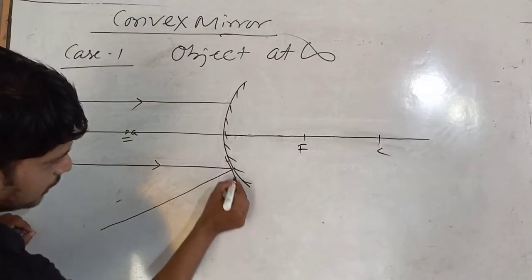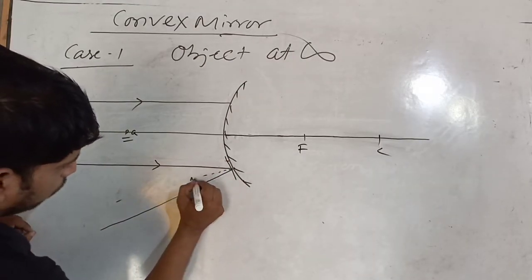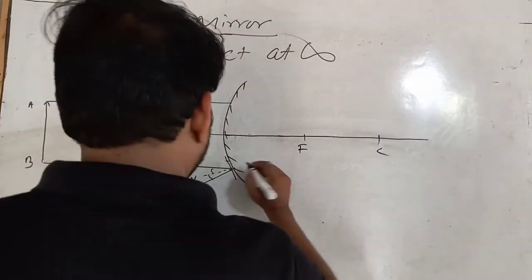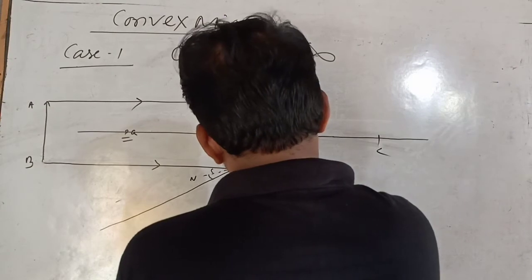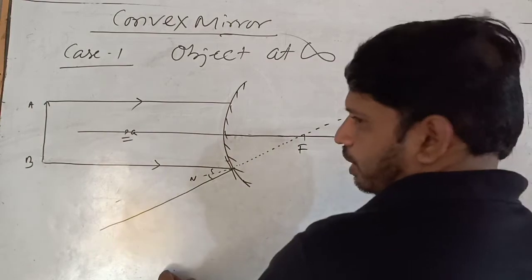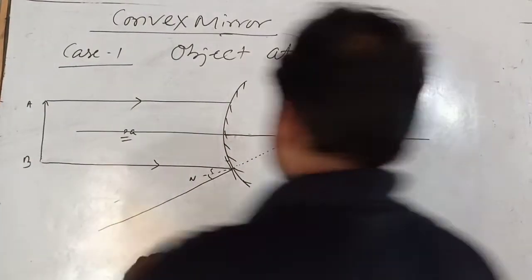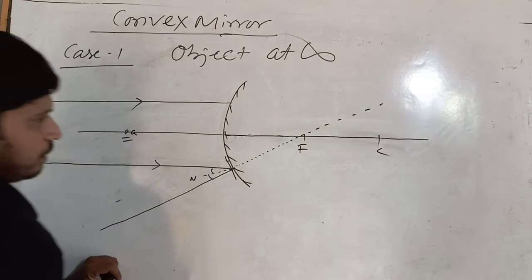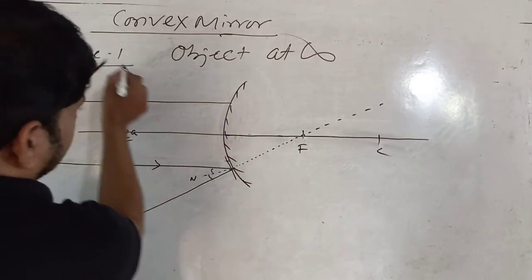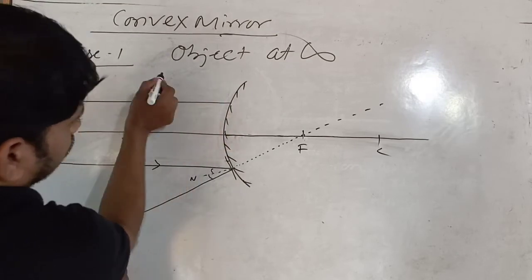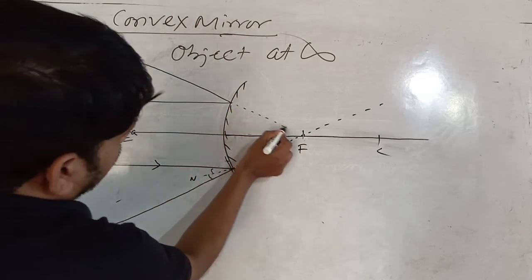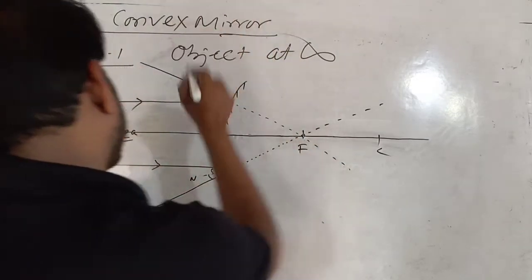Making the same angle means this is the tangent, this is the normal, and these are the incident and reflected rays. If we produce this, the rays are actually not going behind the mirror. So we produce it across F, and another ray will reflect, and if we produce it, it will intersect the principal focus.